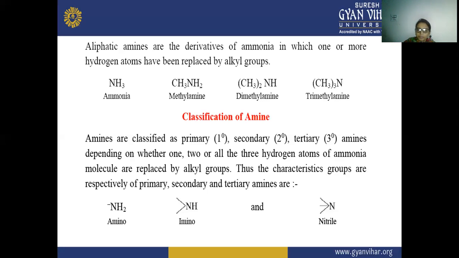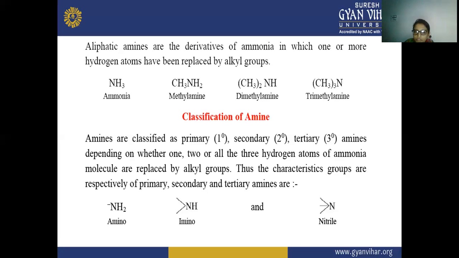Here, methylamine. In this methylamine, you can see one hydrogen is replaced by one alkyl group. Second, in the case of dimethylamine, you can see that two hydrogen atoms have been replaced by two alkyl groups. And third is trimethylamine. In trimethylamine, three hydrogen atoms have been replaced by alkyl groups. So this is trimethylamine.